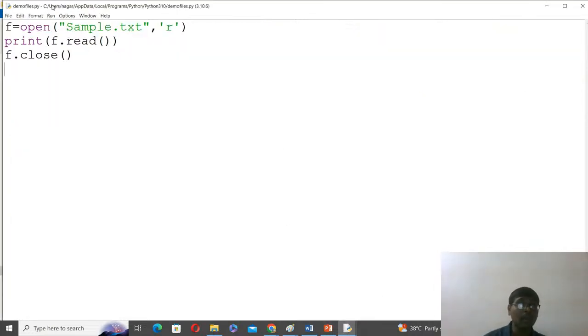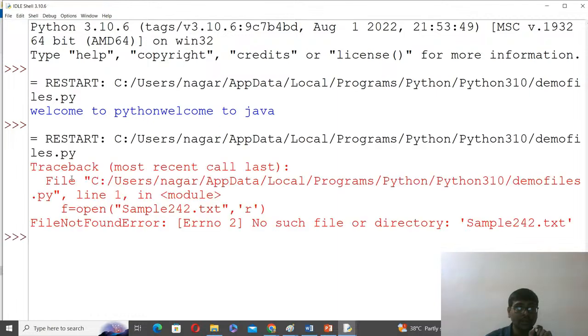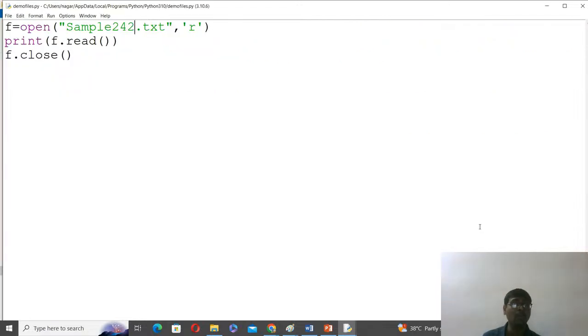Okay, for example, sample242.txt. This file is not available. Now what happened? It gives an error. See, FileNotFoundError: No such file or directory. You got it? I think everyone is clear. If the file is already available, then I am reading the information. If the file is not available, it simply displays the error in read mode.